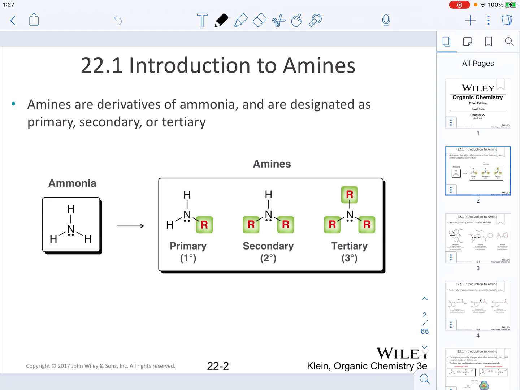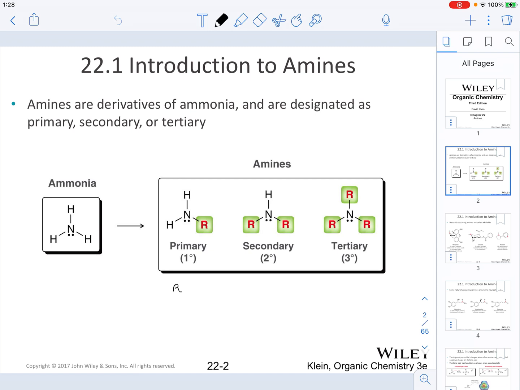Amines are molecules that are derivatives of ammonia, and they can be classified as primary, secondary, or tertiary, as you can see in the box to the right of the slides. What makes an amine be primary, secondary, or tertiary is the number of carbon atoms bonded to the nitrogen.